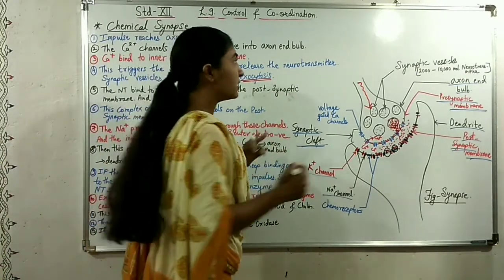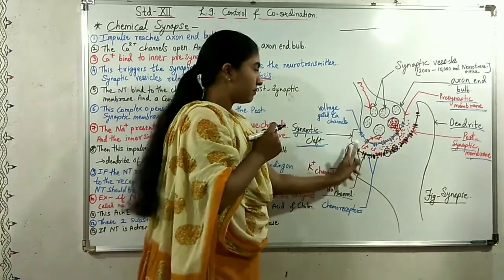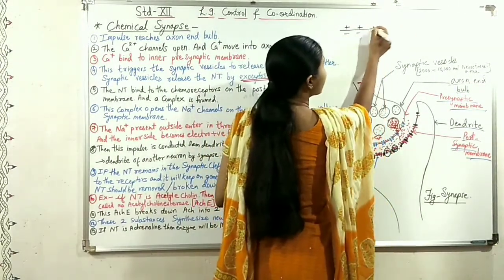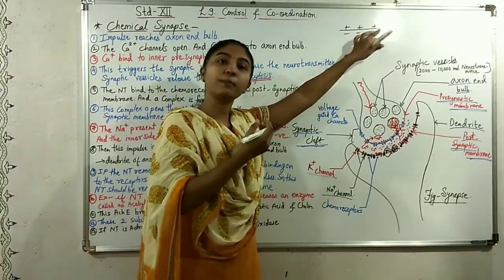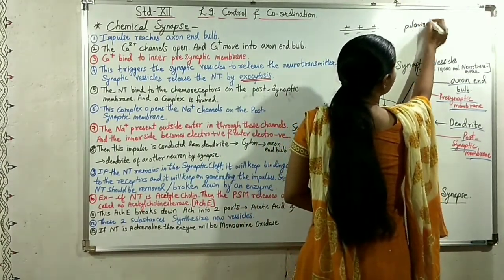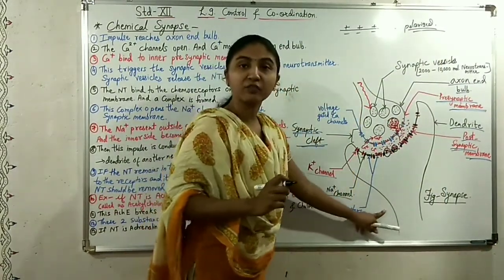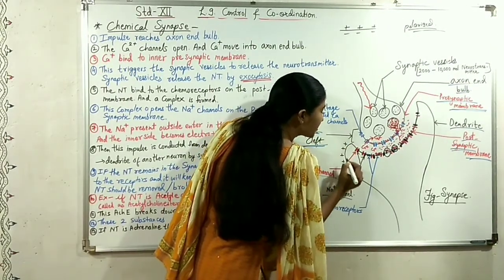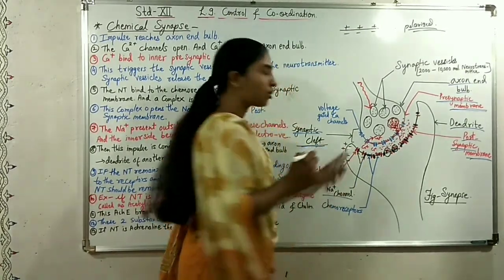As we talked about, suppose this is the membrane. Here the inner side is electronegative and the outer side is electropositive. This normal case is said to be the polarized membrane. We are talking about this membrane of the dendrite. The outer side has a positive charge, it is electropositive, and the inner side has a negative charge, it is electronegative.